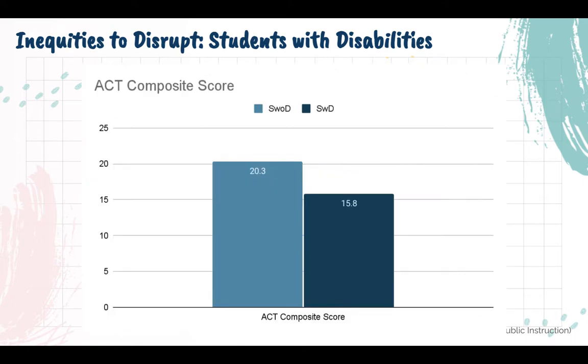So of course it does transition then over into their ACT composite score, and this is truly shocking to me. Our students without disabilities are scoring an average of a 20.3, and our students who are labeled with a disability, our composite score is a 15.8.